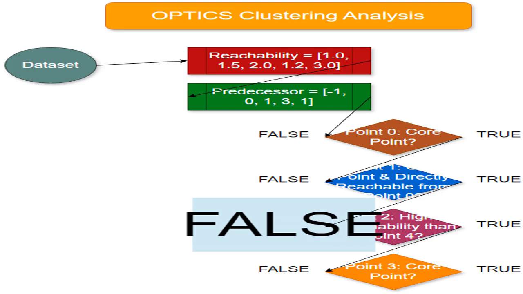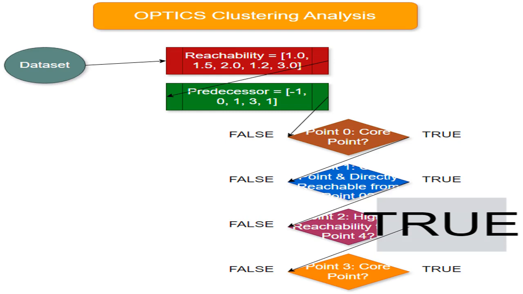However, I can't say for sure without the epsilon value. This is a true statement. Point 2 has a lower reachability distance, 2.0, than point 4, 3.0. I see that clearly from the array.